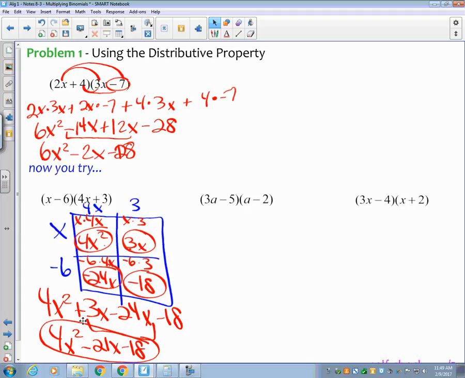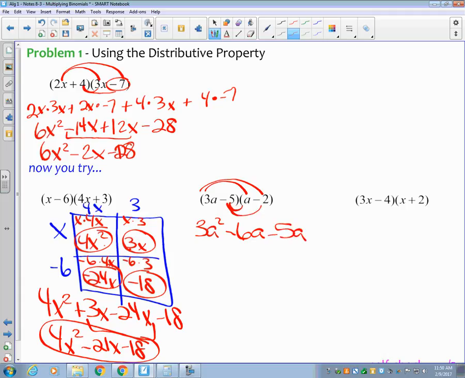All right, you guys, I'm going to roll through these quick. I'm going to use FOIL method for these two. 3a times a is 3a squared. 3a times negative 2. Come back with me, guys. Stay with me, guys. Checking your work. 3a times negative 2 is negative 6a. Negative 5 times a is negative 5a. And negative 5 times negative 2 is positive 10.